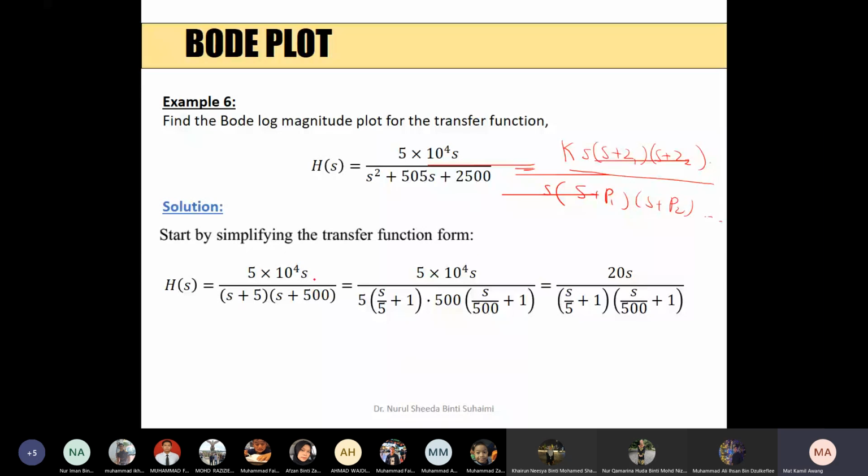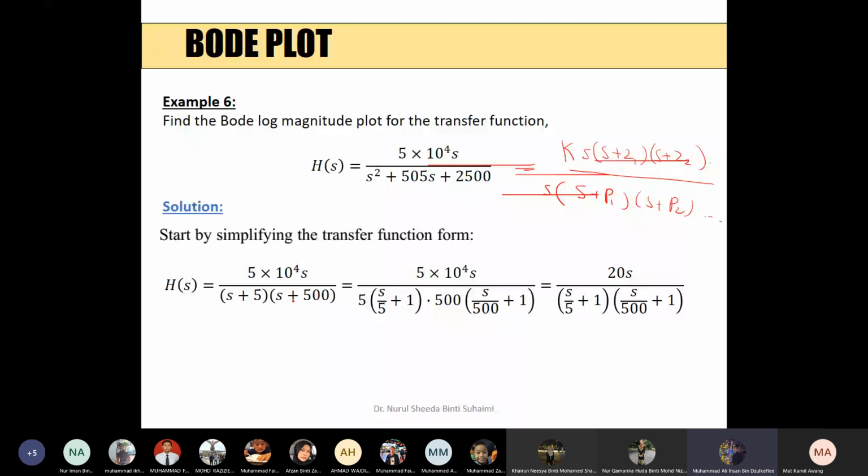In this one, the top we only have s, so we can write 5 times 10 to the power of 4 times s. Divided by the bottom one, which you factor, you get s plus 5 times s plus 500. So this one you have to do the math.